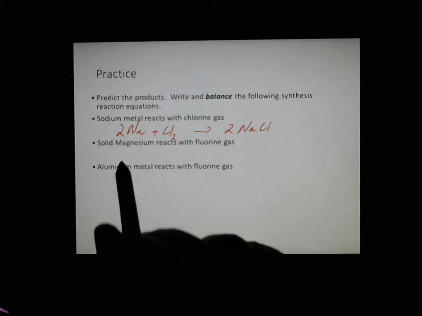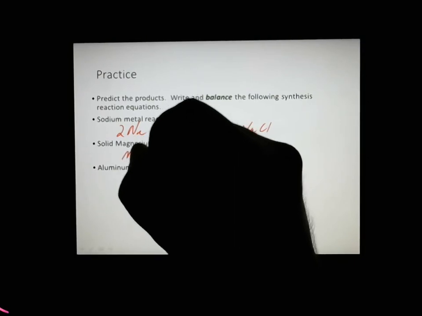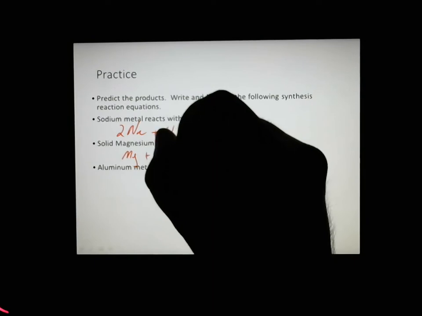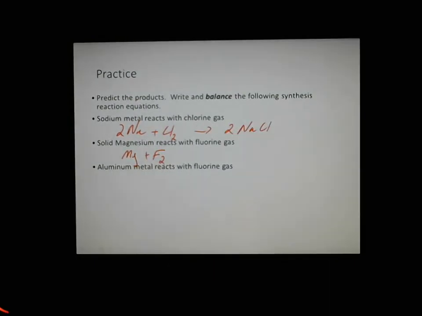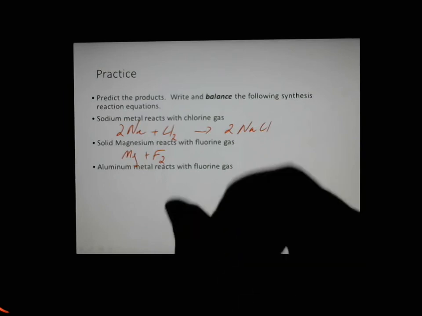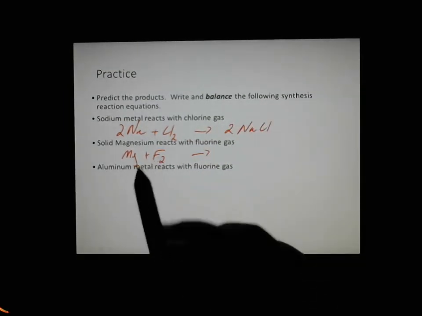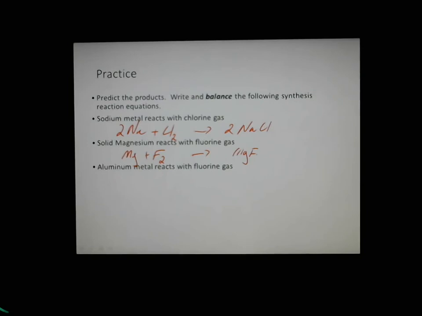So solid magnesium. Magnesium's a metal, so we're just going to write the metal, Mg. Fluorine gas. So fluorine is F. That's a gas, and it's right above chlorine. So you might clue that's going to be F2. And it's going to make, well, it's a synthesis. A plus B gives us AB, MgF.